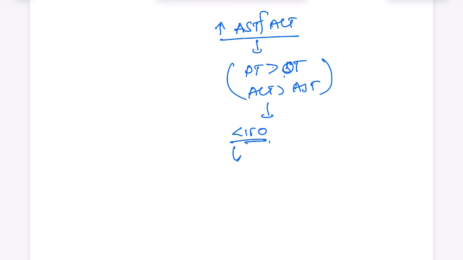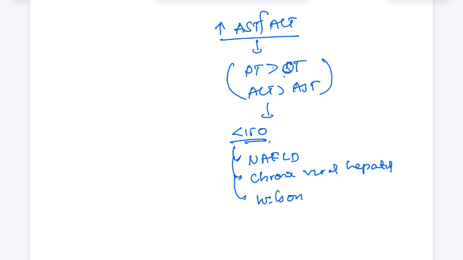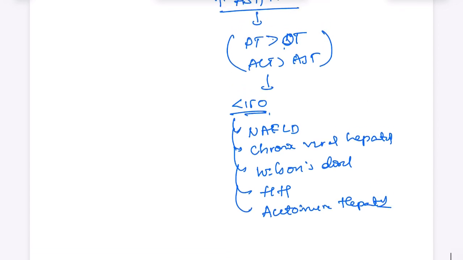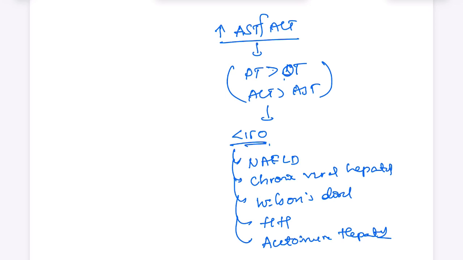So what are those differential diagnoses? One is NAFLD, non-alcoholic fatty liver disease. Another one is chronic viral hepatitis. Another one is the chronic form of Wilson's disease, hereditary hemochromatosis. Next is the chronic form of autoimmune hepatitis. So these are the few conditions where you get raised transaminases. So there are raised aminotransferase levels, and the pattern is ALT more than AST.